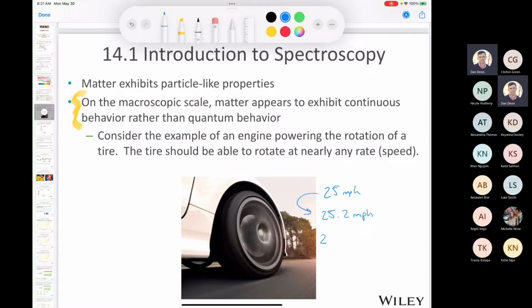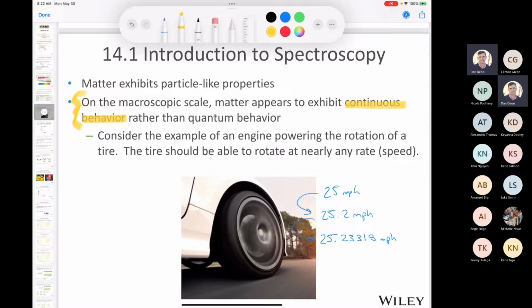So let's say you wanted to do something really wacky. You want to spin it at 25.23318 miles per hour. Now that's a little bit ridiculous. You couldn't imagine a police officer stopping you and saying, you were going 25.23318 miles per hour. No, maybe not. But could we do that? The answer is yes, because matter on the macroscopic scale, what we're used to in our everyday lives, exhibits continuous behavior, right?